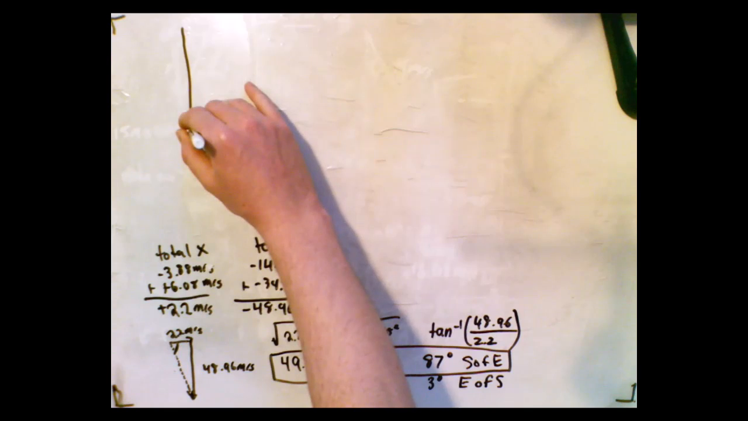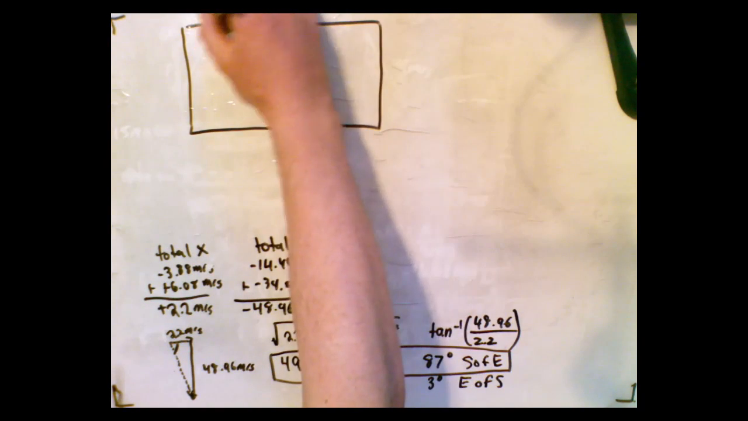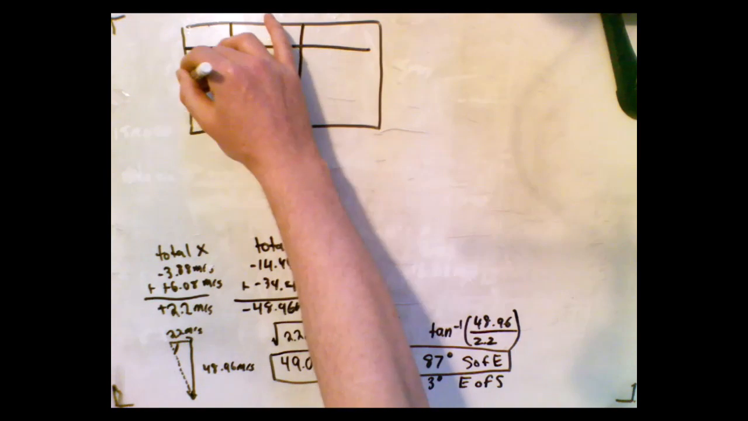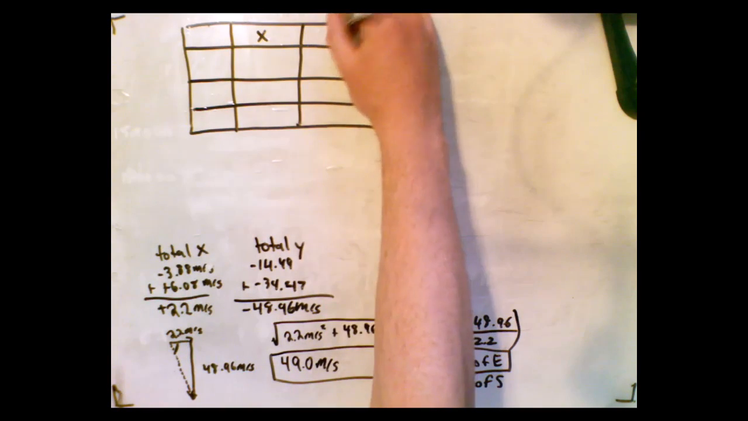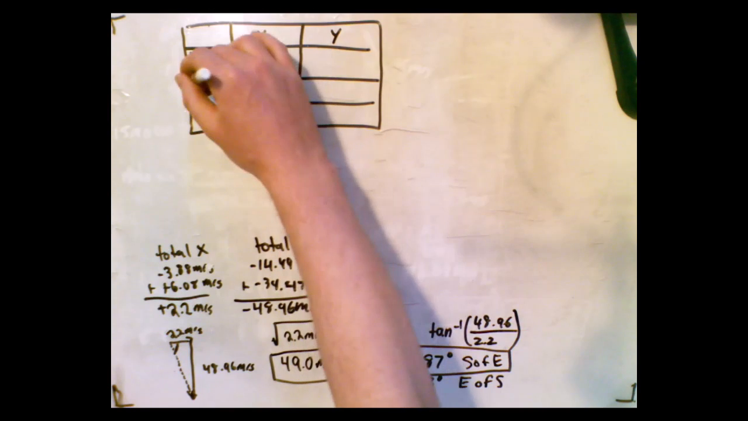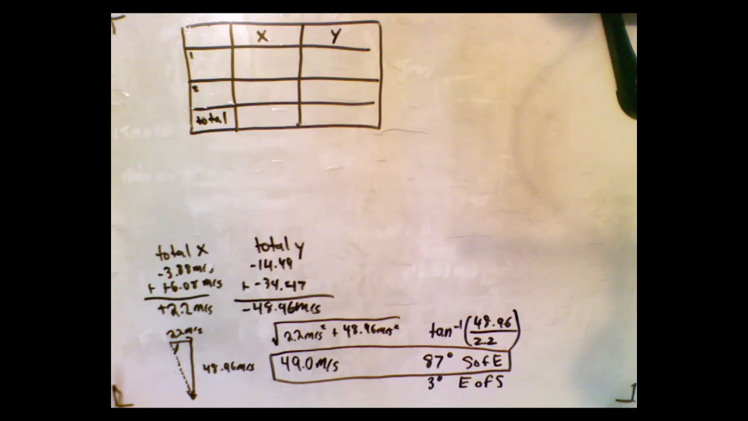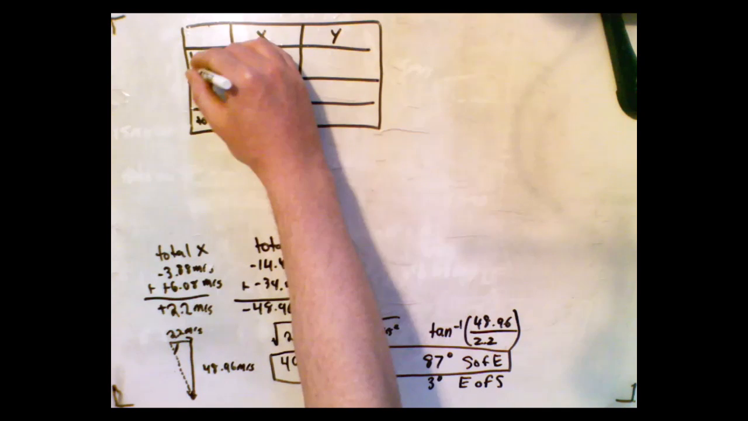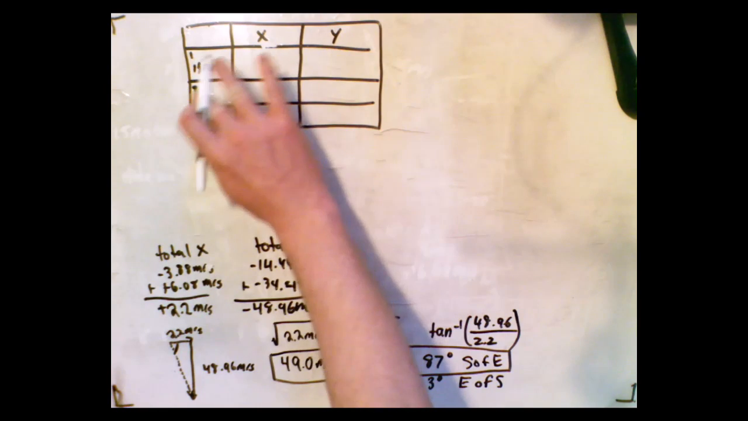So for this question, we're going to build a little chart here. This is x, and this is y, and this is vector 1, vector 2, and this is our total. To keep things organized, we do a nice little chart like this. What we need in here is a magnitude. Vector 1 is 15 meters per second, and vector 2 is 35 meters per second.